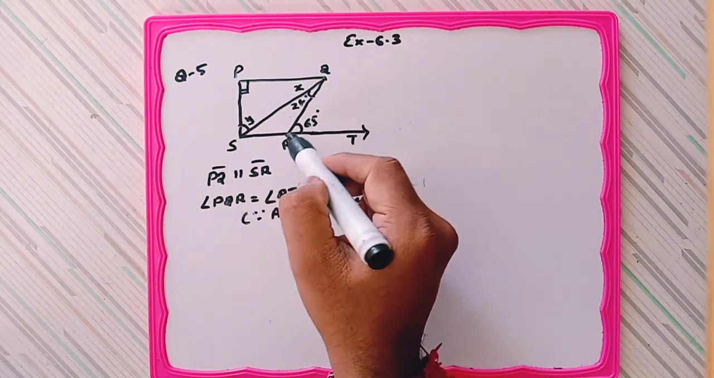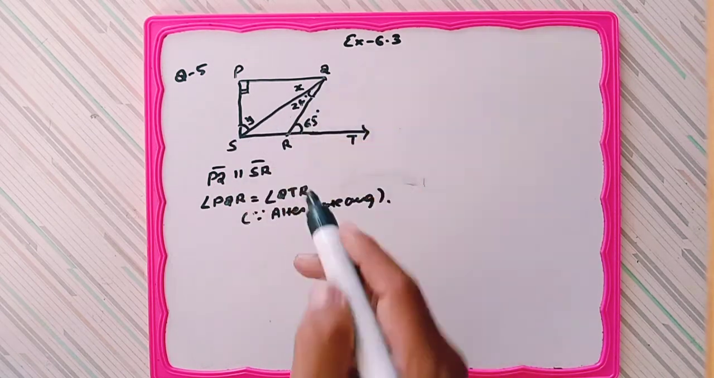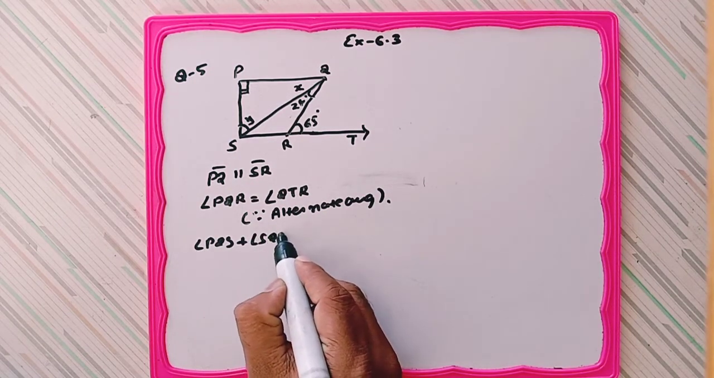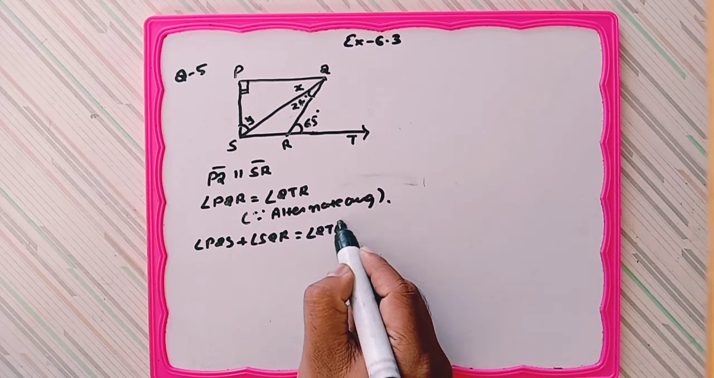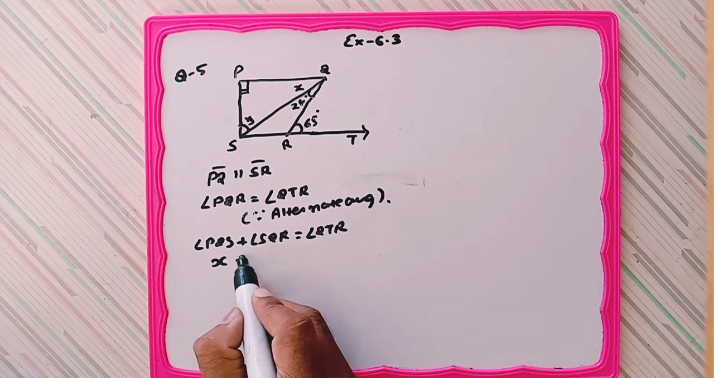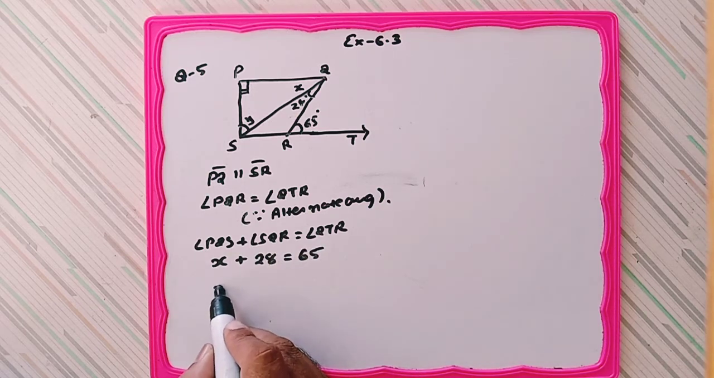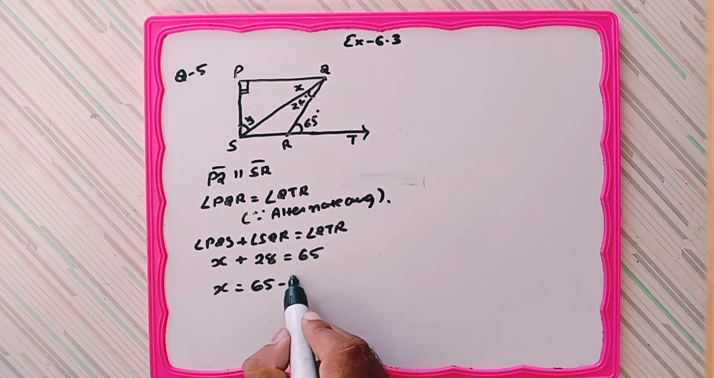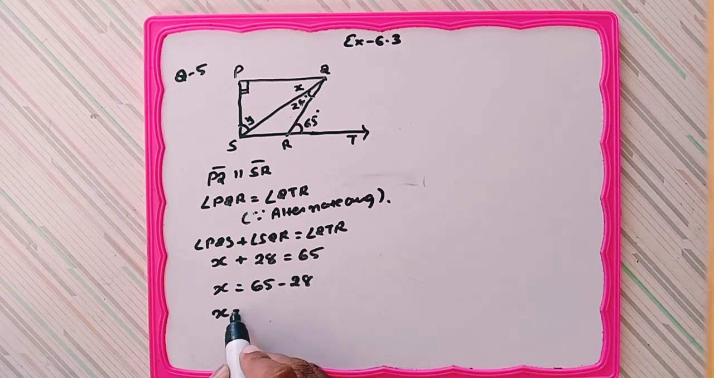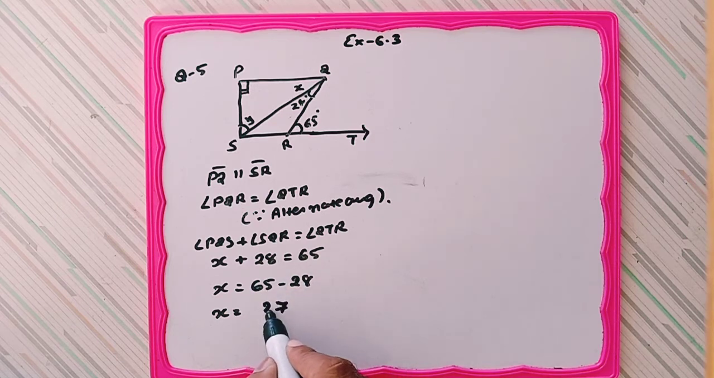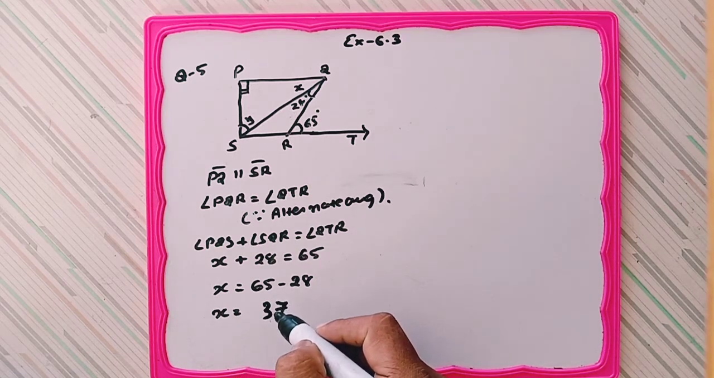Now PQR has the two adjacent angles PQS and SQR, and so angle PQS plus angle SQR equals angle QRT. So PQS is given as X and SQR is given as 28, equals 65, and so X equals 65 minus 28. So X is equal to 37. So X we got 37.